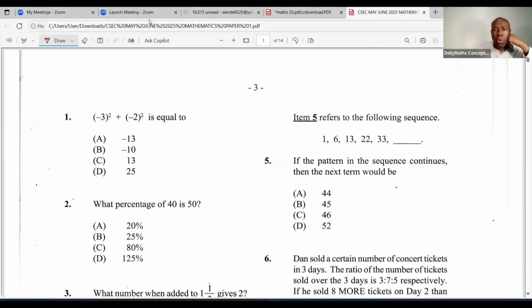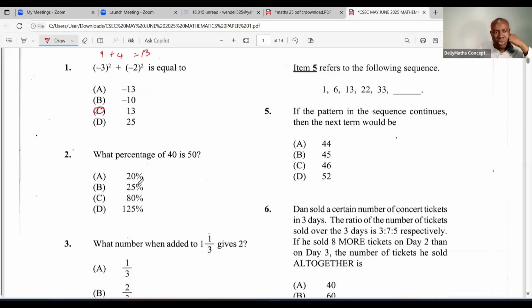CSEC Maths Paper 1. All right, so let us just brush through quickly. This is a repeat question. So this is actually 9 plus 4, and this is going to give us 13. We saw this question many times, so the answer here is C. All right, let's go to number 2.